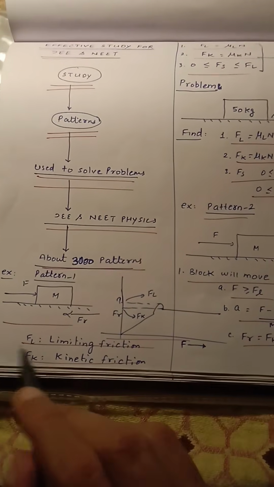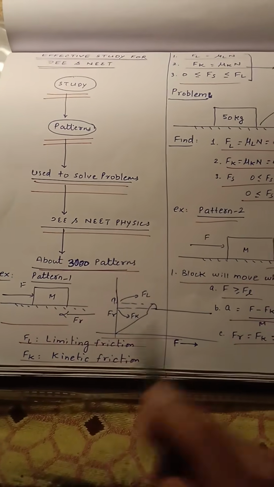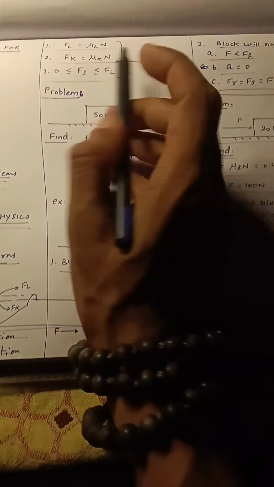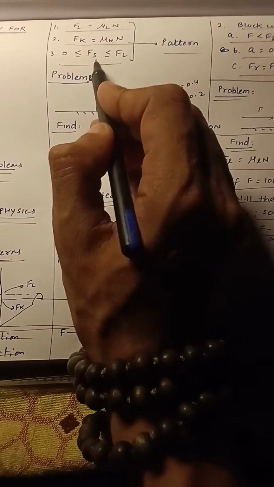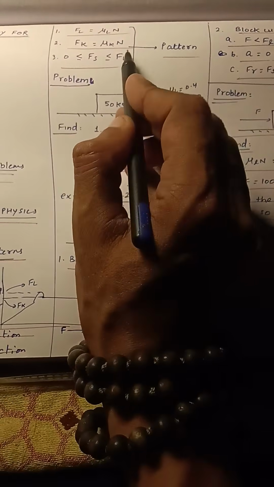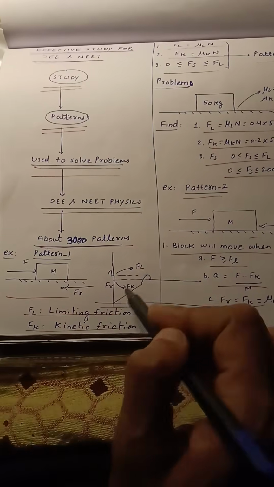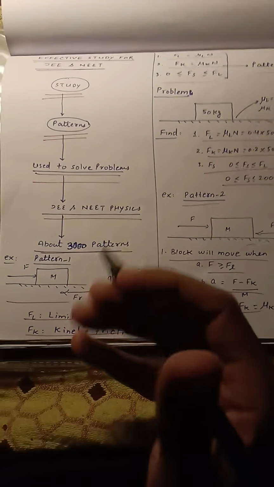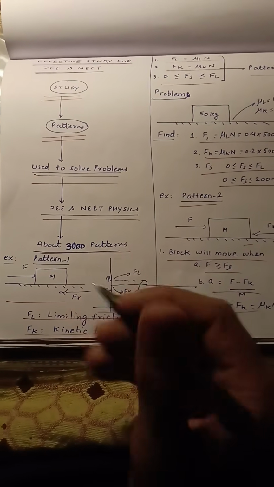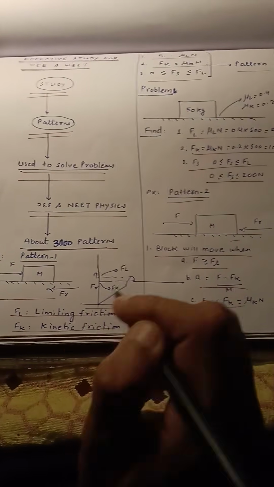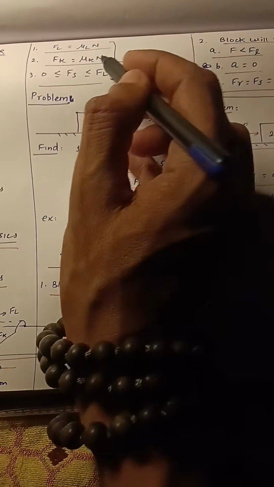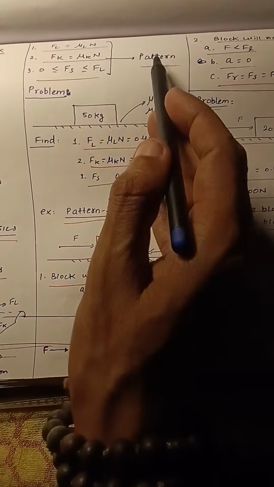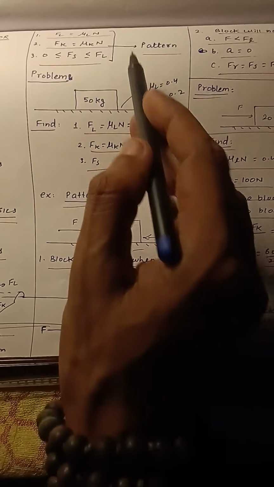Now here F_L is called the limiting friction, F_K is called the kinetic friction. Now there are certain things. Limiting friction is mu limiting into N, kinetic friction is mu kinetic into N, and static friction lies between zero and limiting friction. So this is a pattern for solving this question. So whenever you find something related to the values of friction between a block and the surface, then the pattern which has been experimentally established can be decoded in terms of three things: limiting friction, kinetic friction, and static friction, which form a certain pattern. Now we need to learn how to use this pattern.